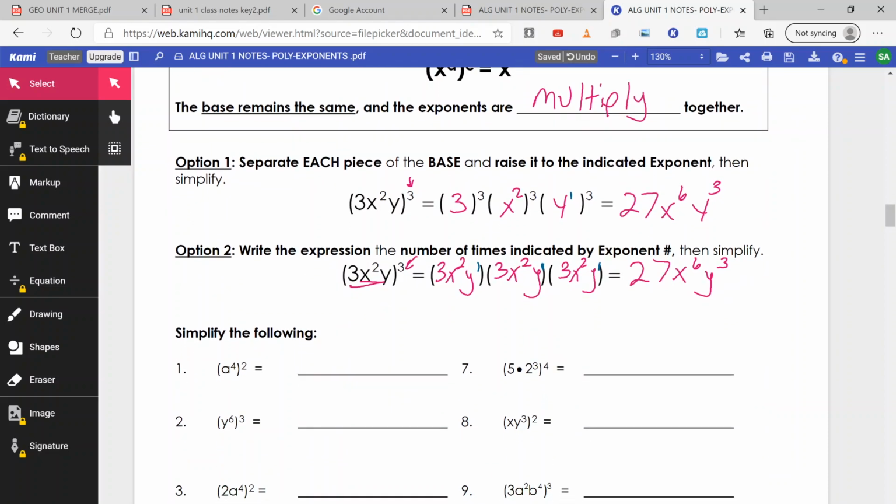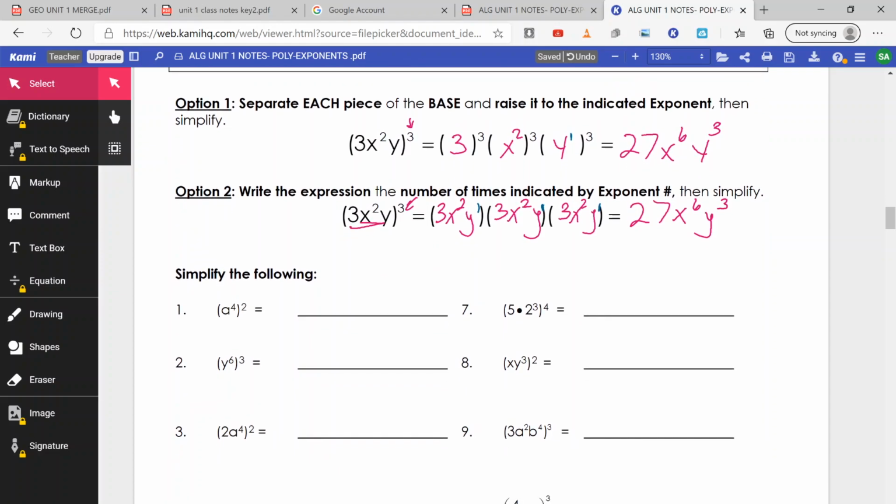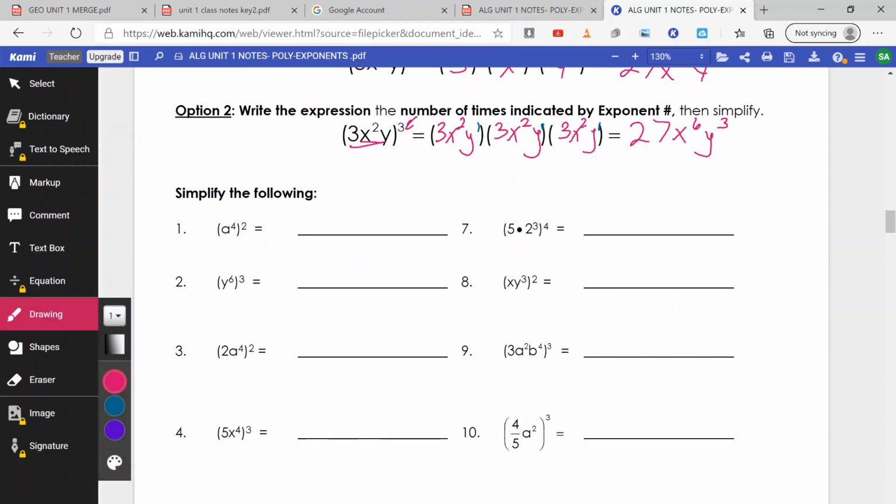Personally, I find multiplying to be a little easier. For instance, a to the 4th squared, we can do this a couple different ways. We can do this a to the 4th times a to the 4th, which gives me a, and then 4 plus 4 gives me 8. Or I can just multiply the exponents. A is our base, 4 times 2 gives me 8.